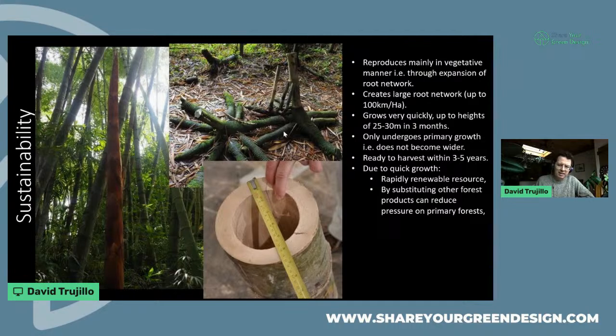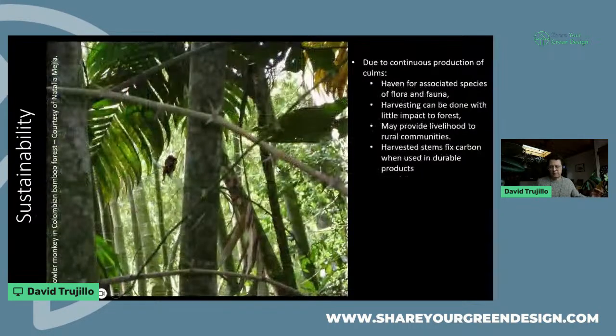So one of the key things about bamboo is that because it's quick growing, it's a rapidly renewable resource, and it has the potential to substitute other forest products, which could reduce the pressure on primary forests. By primary forests, we mean the forests that humans have not interfered with.